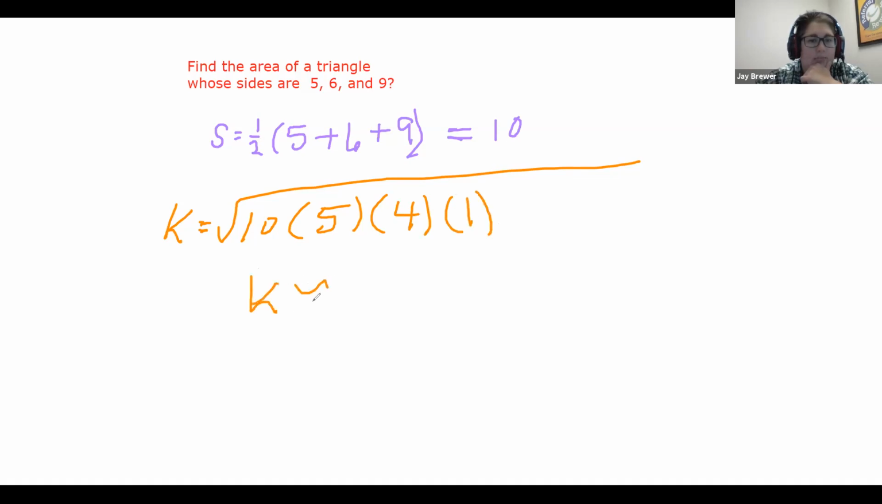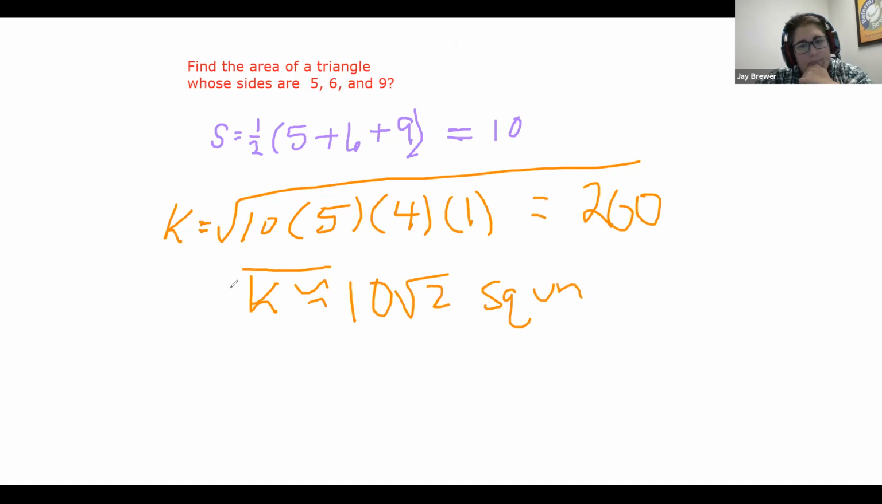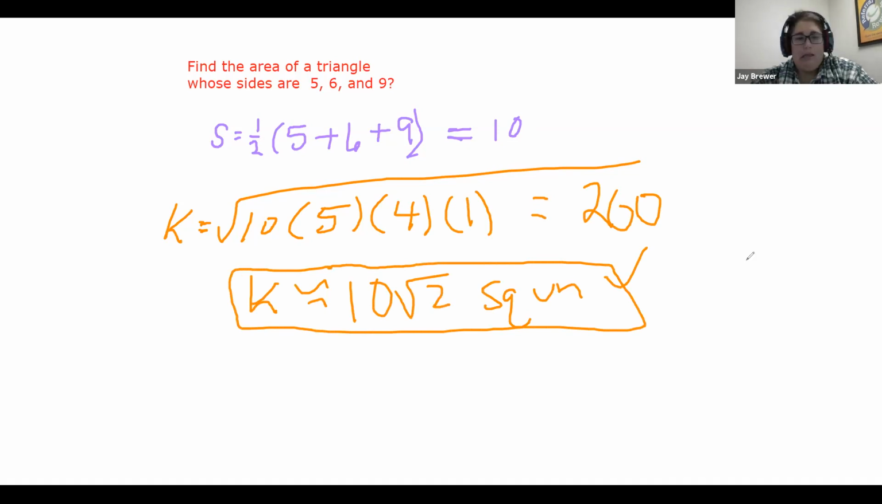So K is approximately equal to, if we solve it up here, we'll get the square root of 200. So that's going to be 10 square root of 2 square units. Any questions at all regarding how we find the area of a triangle in these cases? Okay.